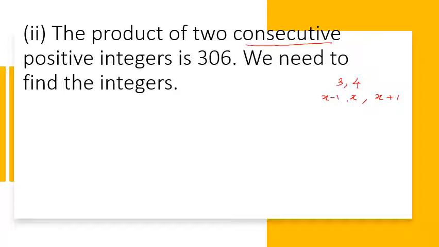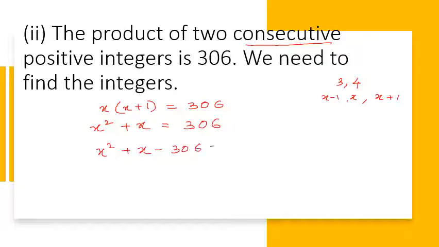Okay, so the product of two consecutive positive integers is 306. Anyway, you can take x into x plus 1. Find the integers. So you'll get x into x plus 1, x square plus x is equal to 306, or x square plus x minus 306 is equal to 0. So you got the equation, children.